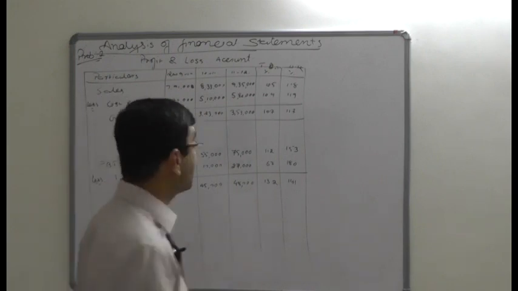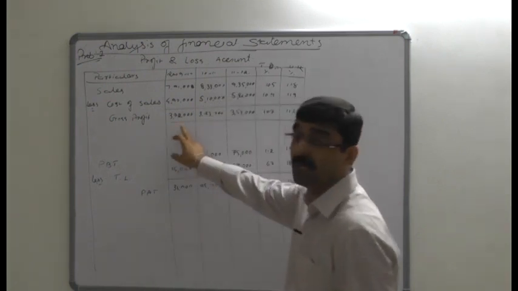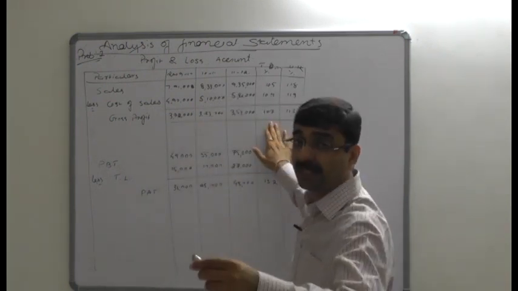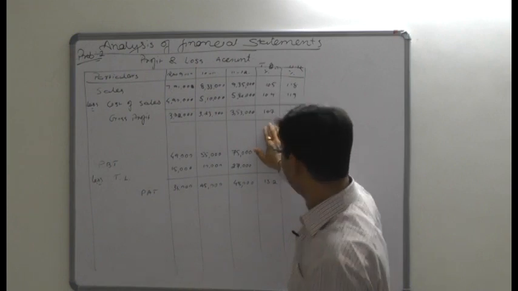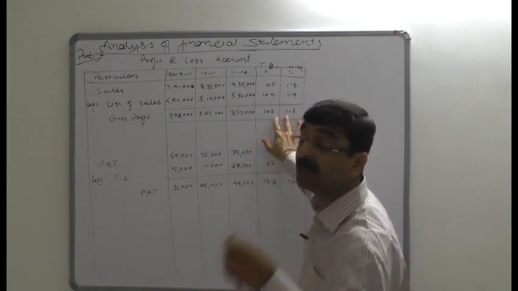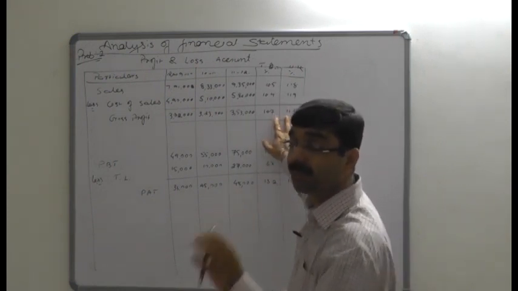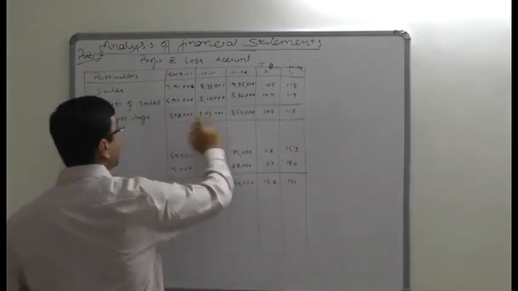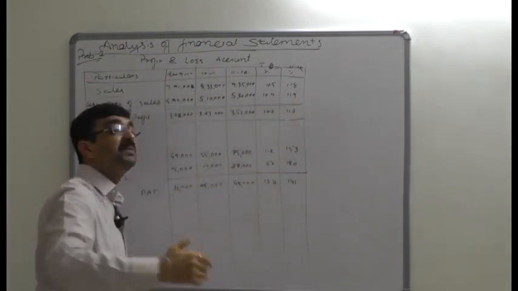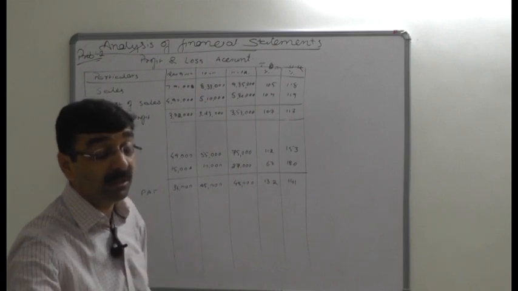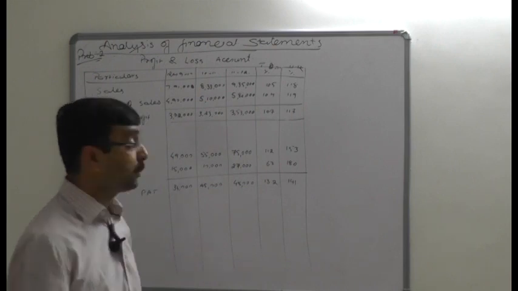This is the first analysis, and the trend analysis shows the picture. The gross profit is increasing, first 7%, then 10%, so the trend is increasing. But simultaneously your cost of sales is also increasing in the same proportion, or maybe in some years more than the expected proportion.